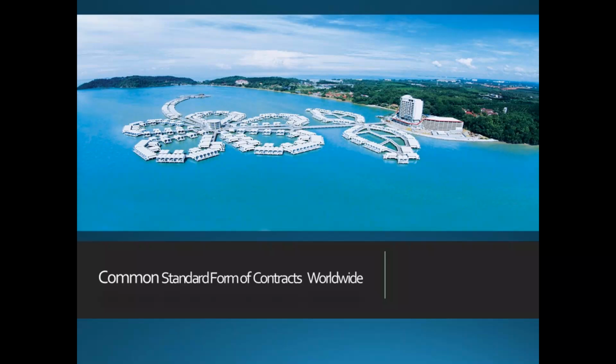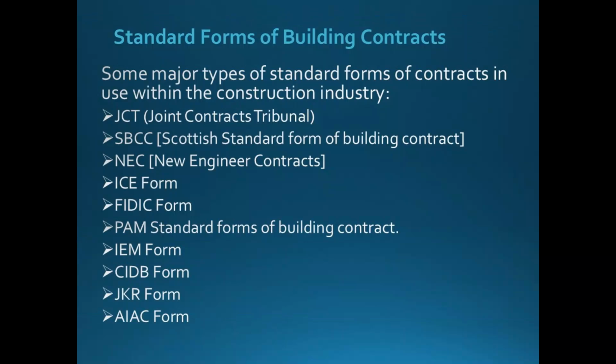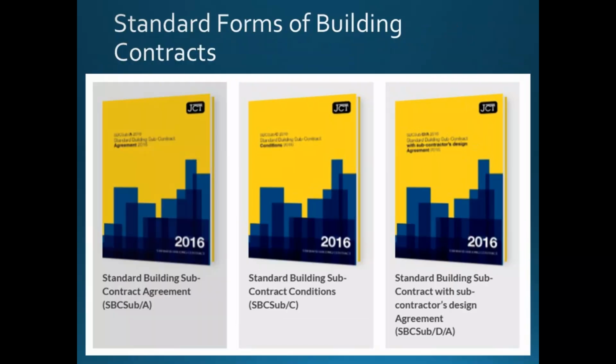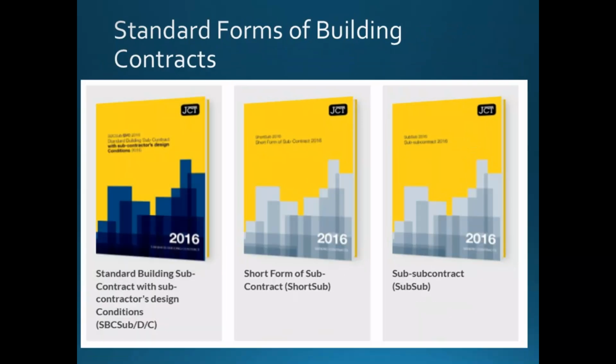Common standard form of contracts worldwide. These are some major types of standard forms of contracts in use within the construction industry. The Joint Contracts Tribunal, also known as the JCT, produces standard forms of contract for construction, guidance notes and other standard documentation for use in the construction industry in the United Kingdom.